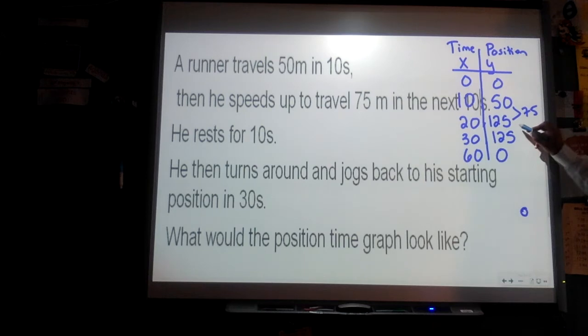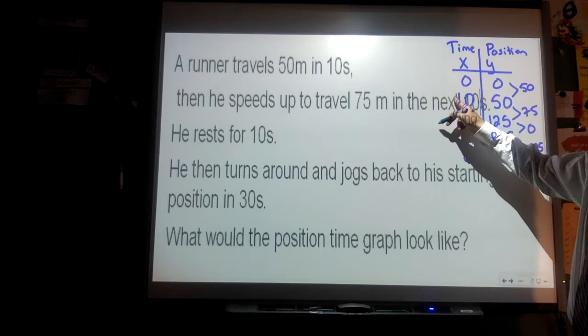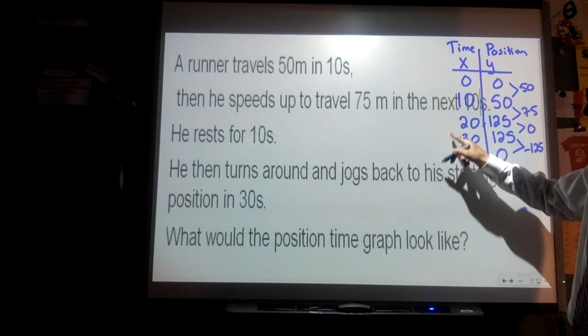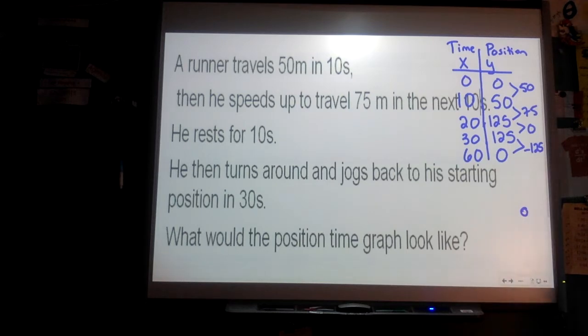And so you can see that this is our displacement each way. So our initial displacement was 50, then for the second part it was 75, then it was 0, and then for the last part it would be negative 125. On this side, these are our time increments. The first part took 10 seconds, the next part took 10 seconds, then another 10 seconds, and then 30 seconds. All right, so we're going to set this up on a position time graph.